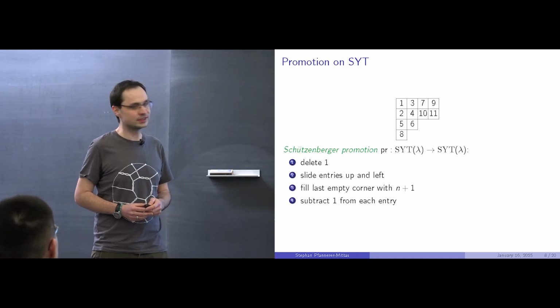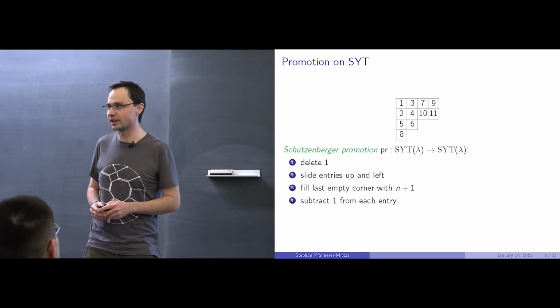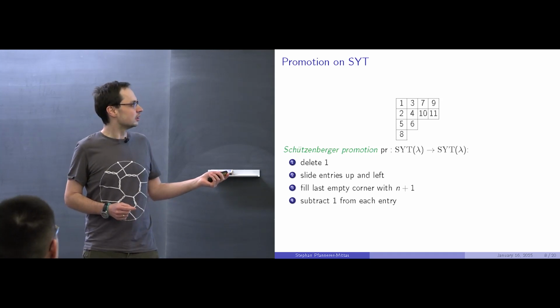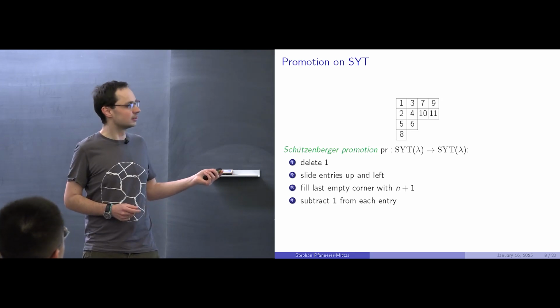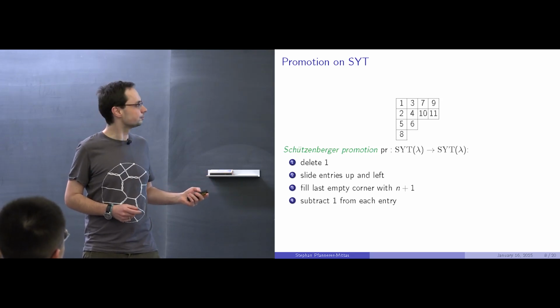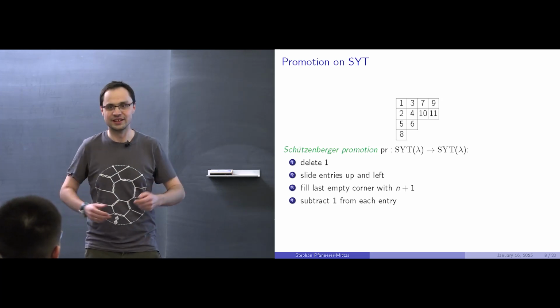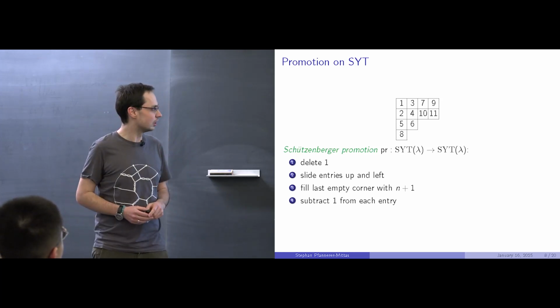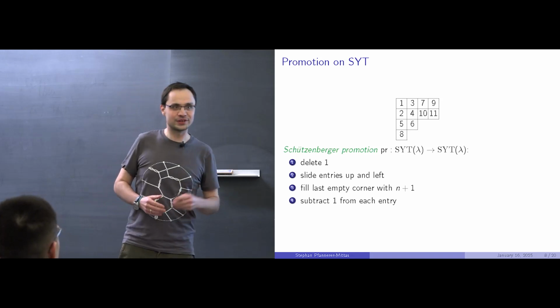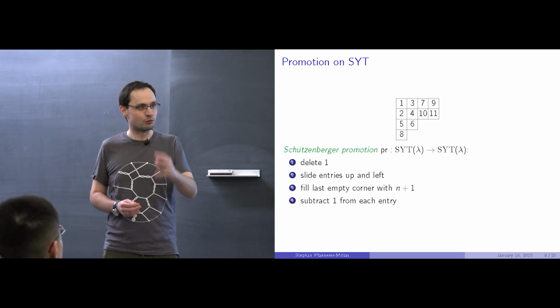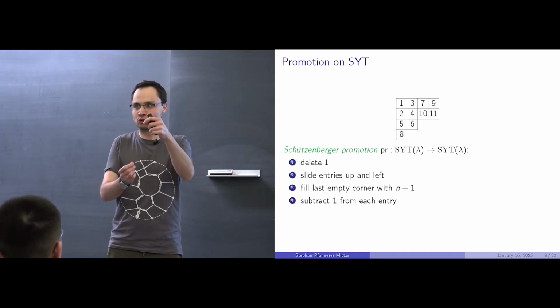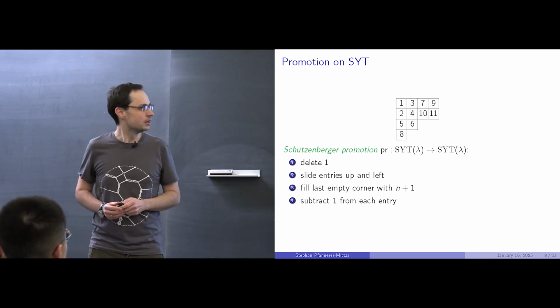And it's not so hard to see that this is actually a bijection between standard Young tableaux, because for the reverse I can add 1 to everything, delete the biggest thing, and then slide in the opposite direction all the way until I reach this corner. So there's an easy inverse map. Promotion itself is now the dynamics that we have. We have one way to produce from one standard Young tableau another one. It's like rotating those matchings.